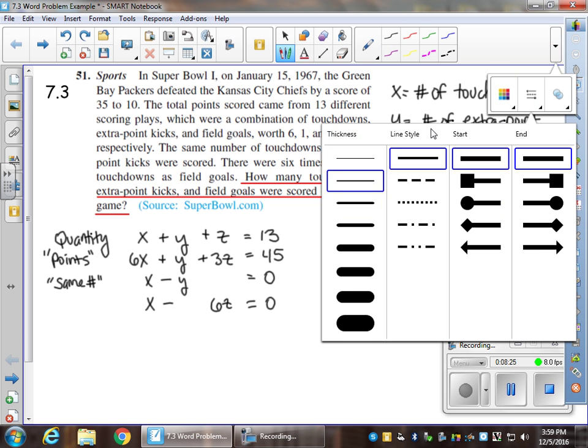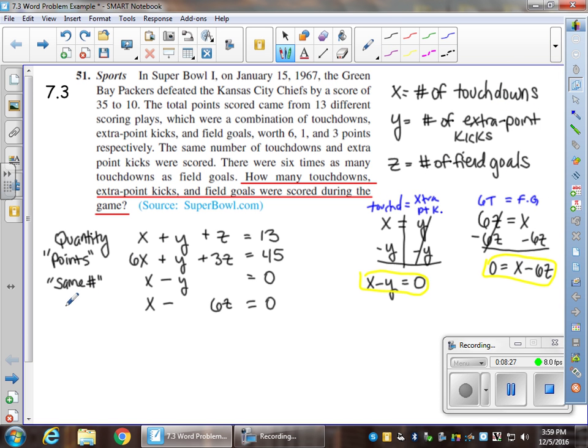And now we're ready to solve. So how about for this one, let's throw a label on, let's be consistent. 6 times as many touchdowns as field goals. Okay, so we have 3 variables, 4 equations. Go ahead and solve.